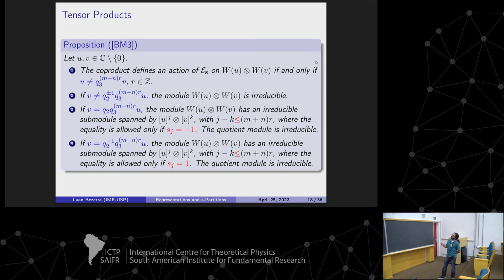For the W, it's almost the same thing. The difference is that, here I had Sj plus 1 before, now it's just Sj, and the order is reversed. And Q1 becomes Q3, but it's the same thing.